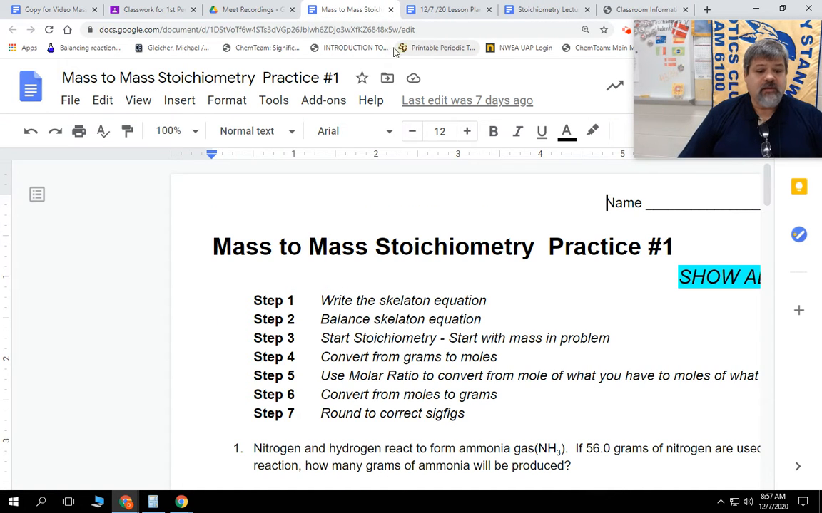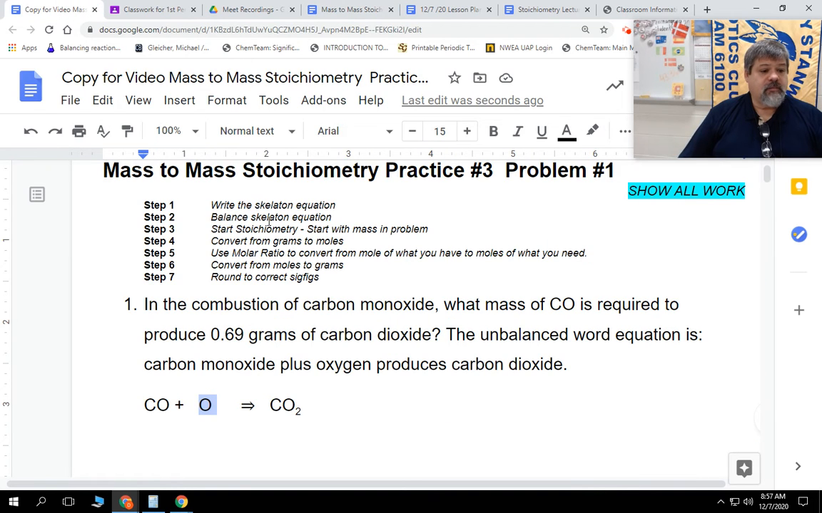So we're going to go back to our question. So you're back to this right here. We know that this right here is diatomic, so we have to put a 2 there. Now we have to go ahead and balance this equation. So we're going to go ahead and balance it.